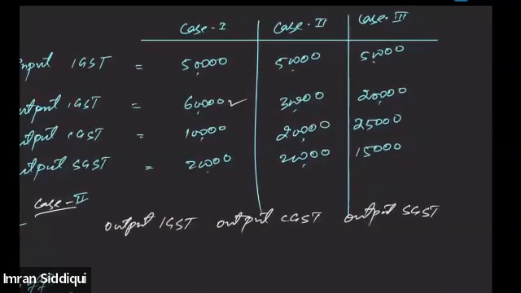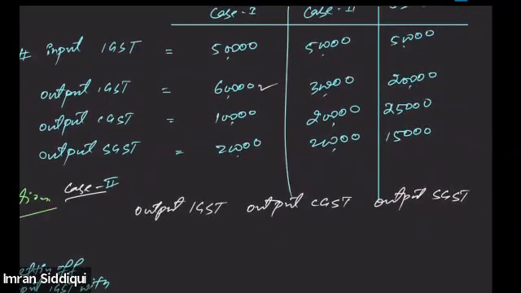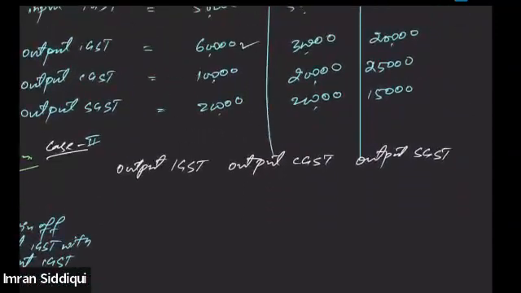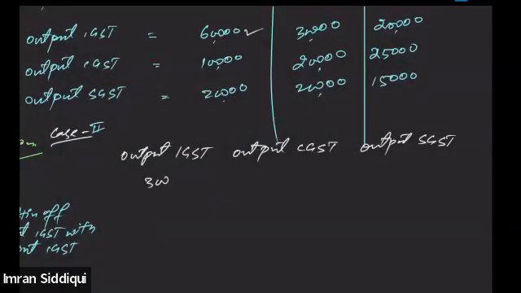Okay. So for case two, input IGST was 50,000, but output IGST was 30,000. We collected 30,000 as IGST, we collected 20,000 as CGST, and we collected 20,000 as well for the SGST.